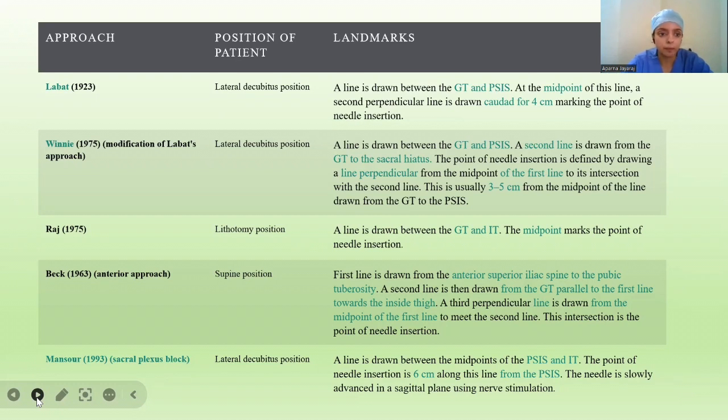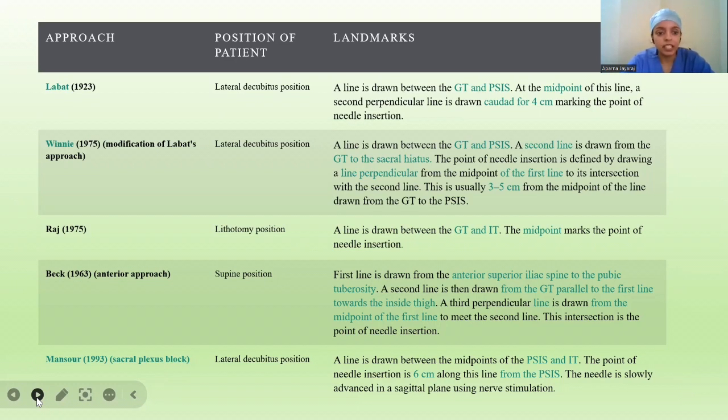Winnie modified this Labat's technique in 1975, and here what he did was he added another line, a second line from the greater trochanter to the sacral hiatus, and another line is drawn from the midpoint of the first line to intersect the second line, and this point of intersection is used as the needle insertion point.